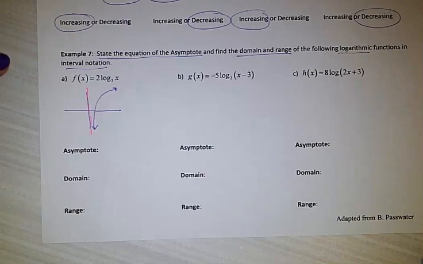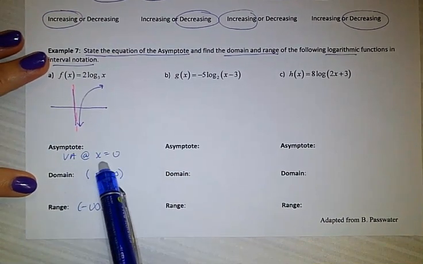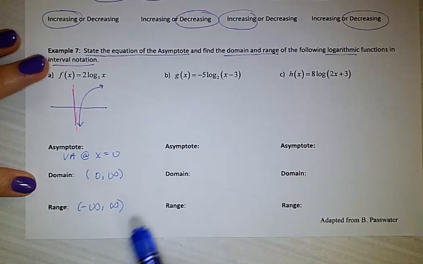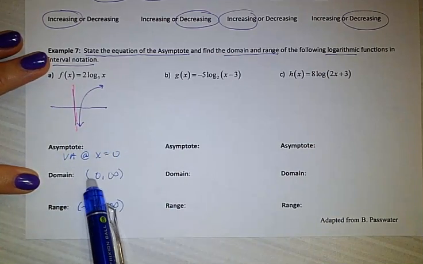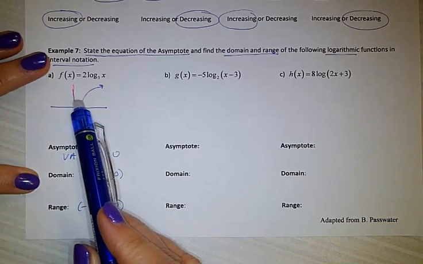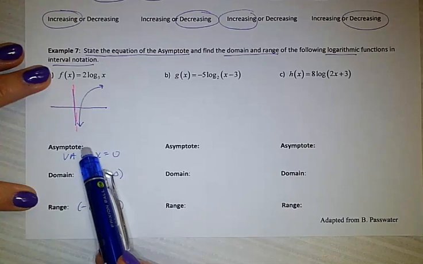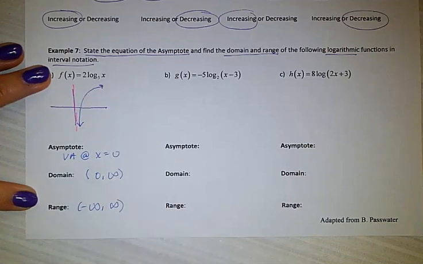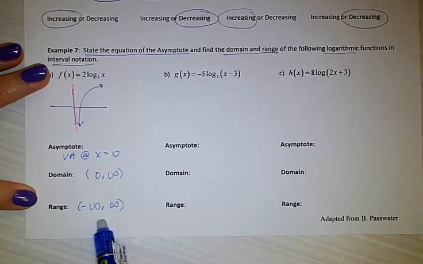Pause your video. All right, let's see how you did. So the equation of the vertical asymptote is an x equals equation, and that's x equals 0. The domain starts at the vertical asymptote and doesn't include it, so that's why we don't include the 0, moves toward positive infinity. The range is from the bottom, which is going forever and ever, to the top, which is going forever and ever. So the range is from negative infinity to positive infinity.